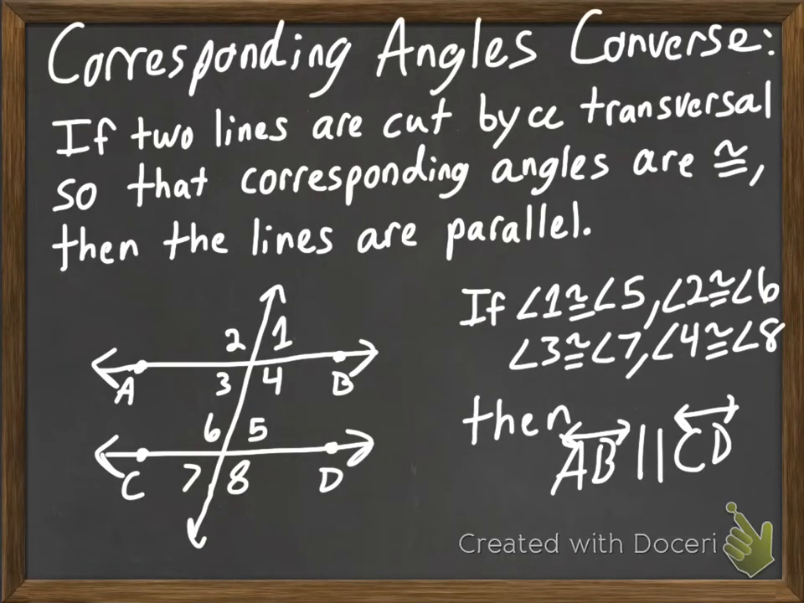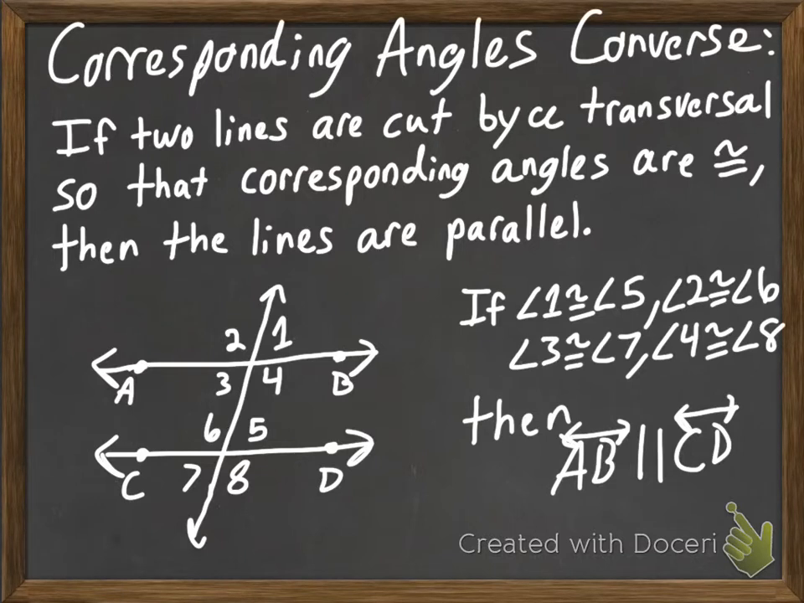We're going to begin with the corresponding angles converse. If you remember converses as well, it's basically like a theorem backwards. So this is basically our corresponding angles theorem with the words flipped around. So if two lines are cut by a transversal so that corresponding angles are congruent, then the lines are parallel.